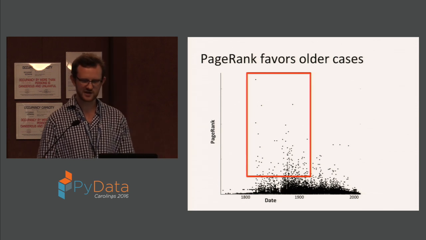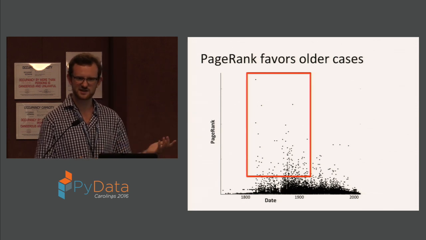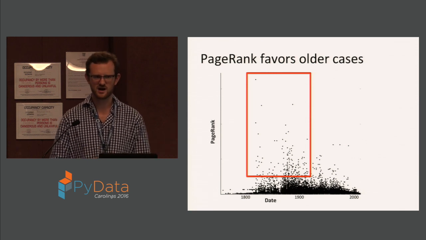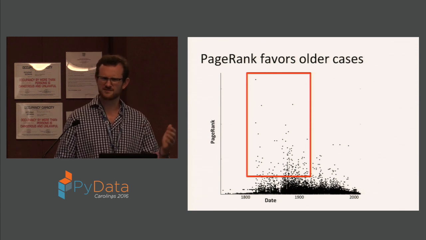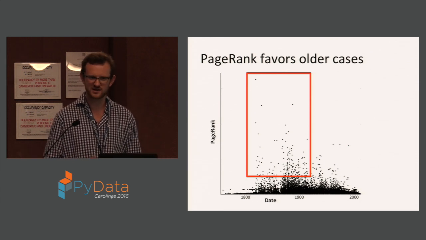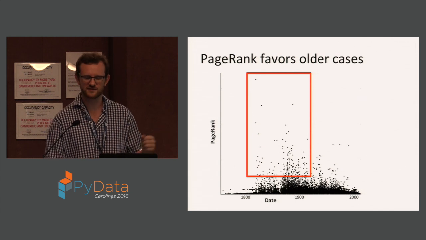Here's a plot of PageRank values versus time, and you can see PageRank tends to favor older cases. It's not extreme. I'm hesitant to use the word bias because I don't really know what an unbiased ranking would mean, but you could say this is biased to favor older cases.